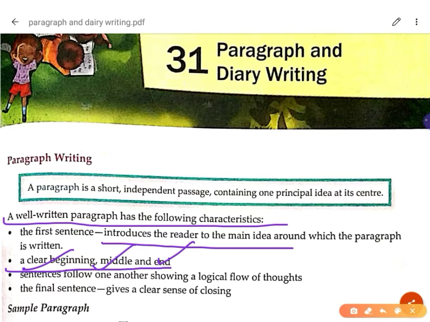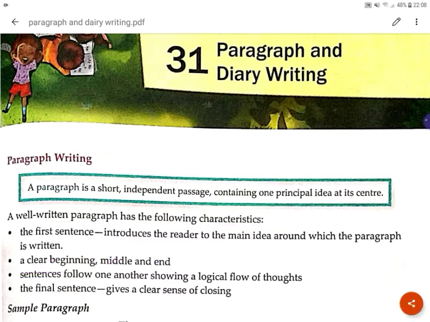remedies, right? Now the next point says that sentences follow one another, showing a logical flow of thoughts. So it should be in a logical sequence. It's not like you have spoken about something and then forgotten about that, not discussed it, and moved on to another point. It should not be like that. Whatever you are writing, you should write in a logical flow of thoughts. That is mandatory in paragraph writing.